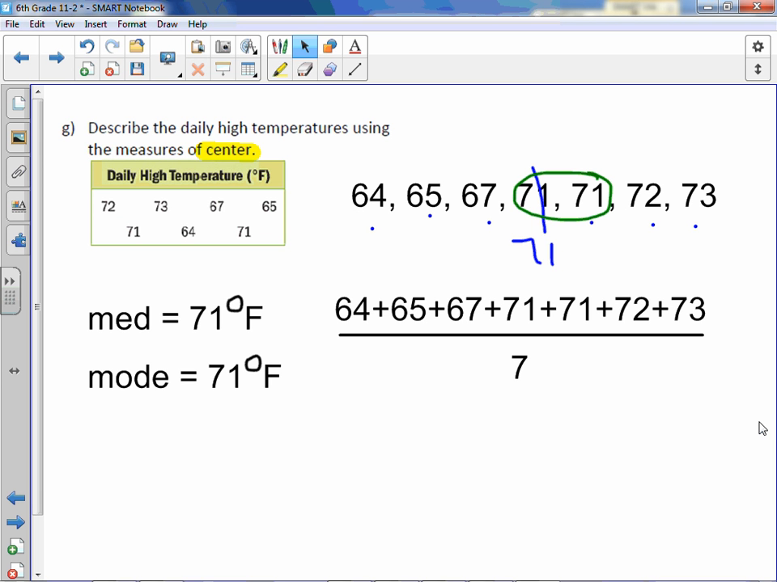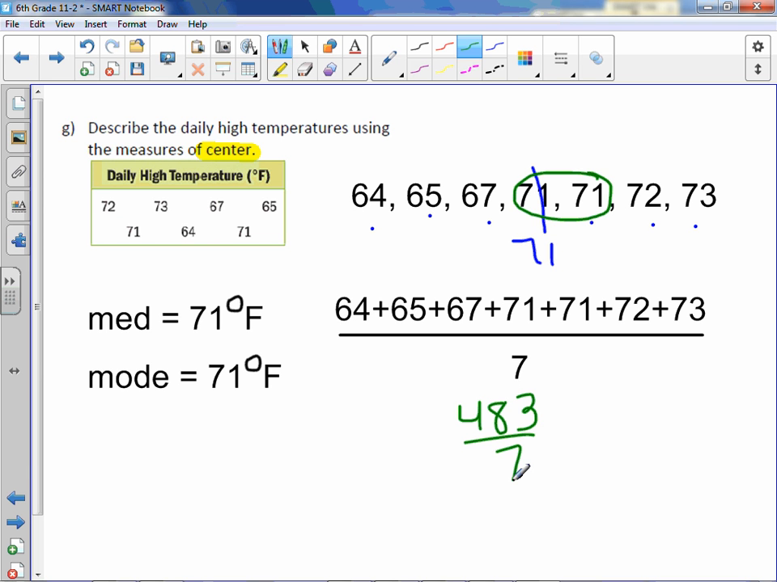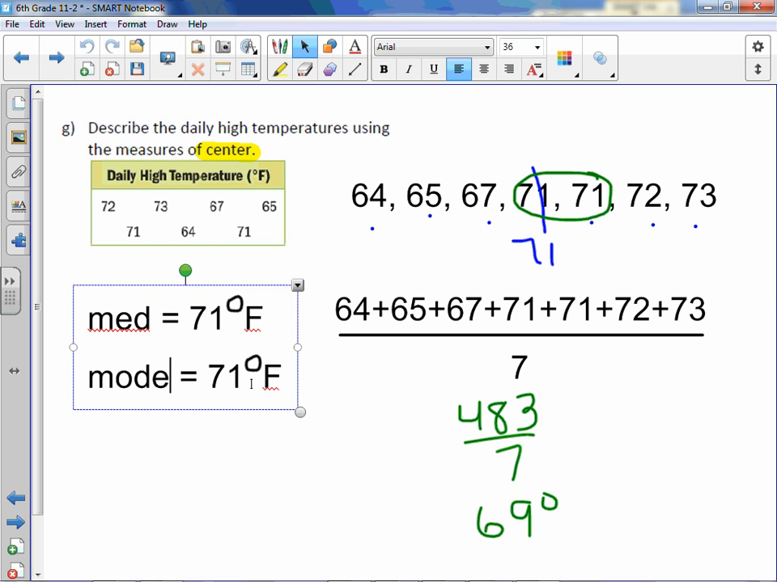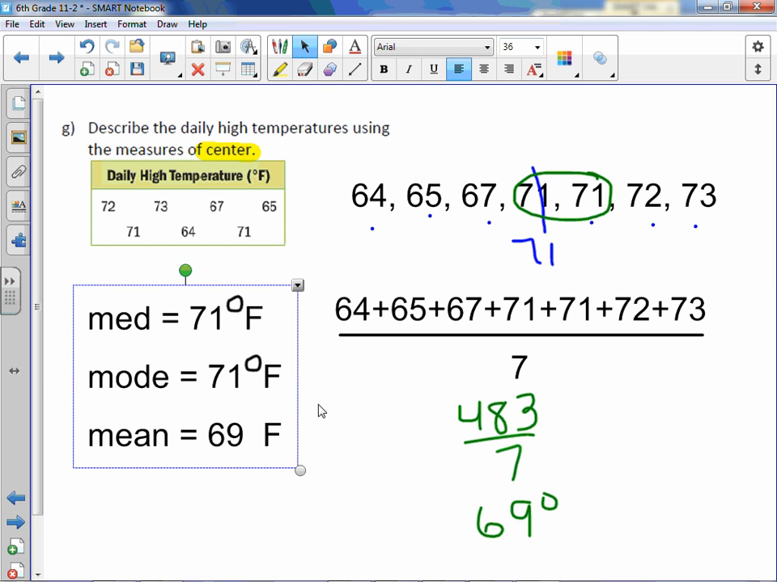So we're going to go ahead and divide by 7. Let's add them up. 64 plus 65 plus 67 plus 71 plus 71 plus 72 plus 73. We get 483 over 7. Which equals 69 degrees. So our mean is 69 degrees Fahrenheit.